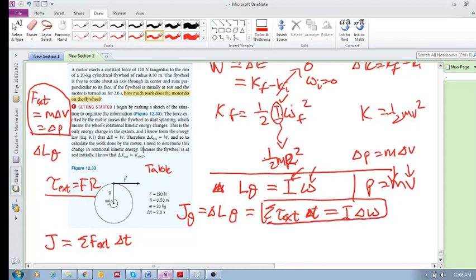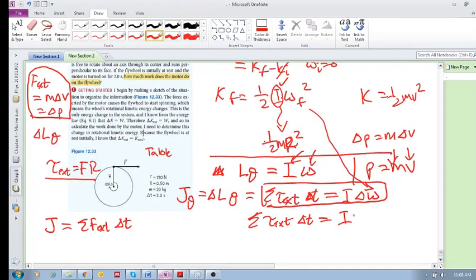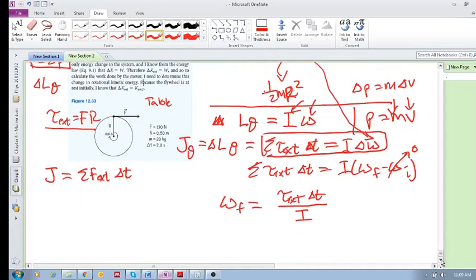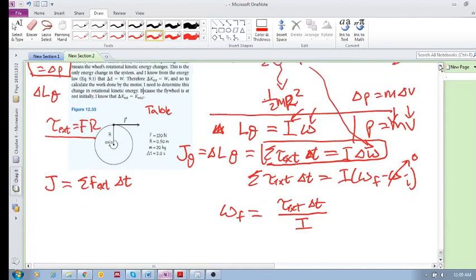So now we've got these, and we can see our omega final is hidden inside there. So we've got the sum of tau external, delta t, is the inertia times omega final minus omega initial. And we know omega initial is 0. So if we solve for omega final, we're going to get tau external delta t over the rotational inertia. Now I'm not going to do the rest. You can do the rest. But I just wanted you to see the idea.